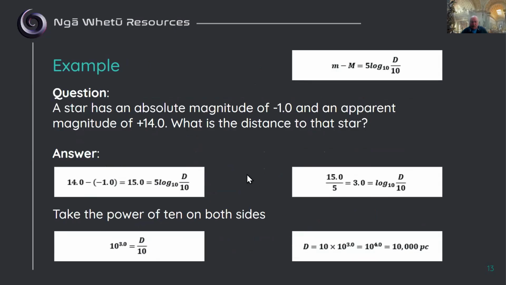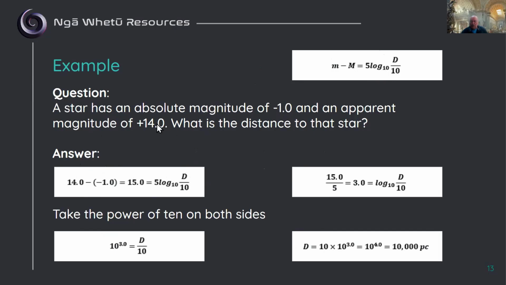Here's an example to try to explain it in more detail. Suppose that we have a star which has an absolute magnitude of -1, which is the magnitude at the standard distance of 10 parsec, and an apparent magnitude, as we see it, of +14. So it's a fairly faint star. What is the distance to that star? We should be able to calculate that from this formula.